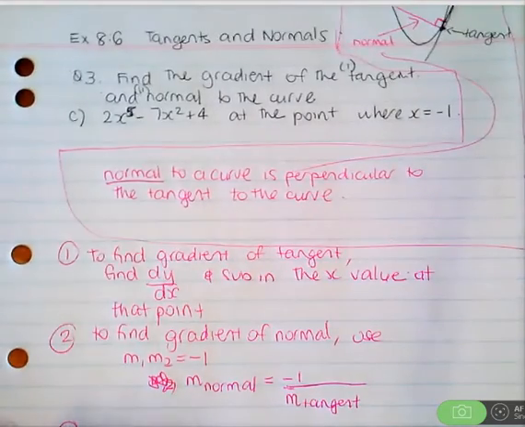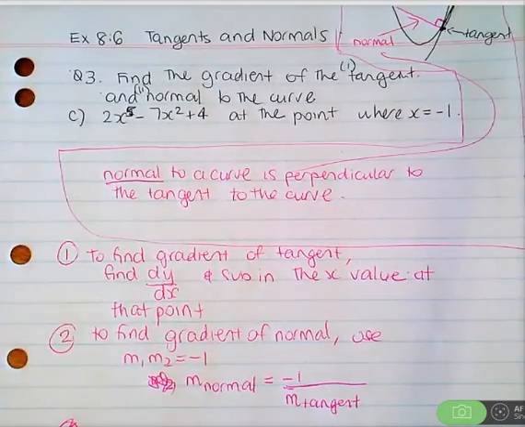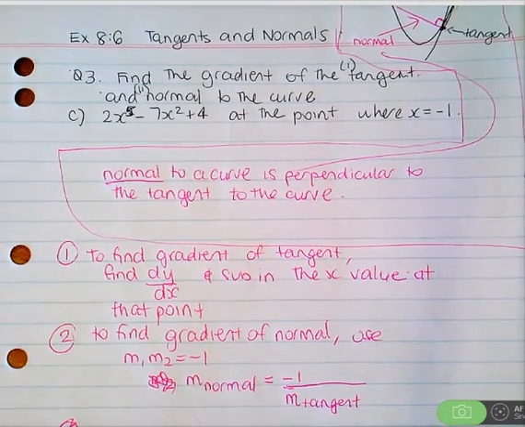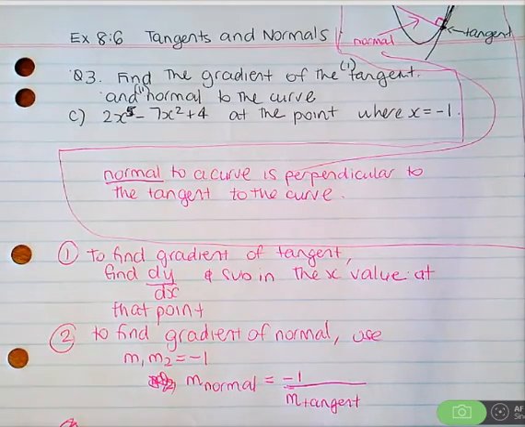All right, what we'll do, we'll just do that example first, okay? And then we'll look at the equation of the tangent and normal. From there, once you've got the gradient and a point, we just use the point-gradient formula for the equation. All right?